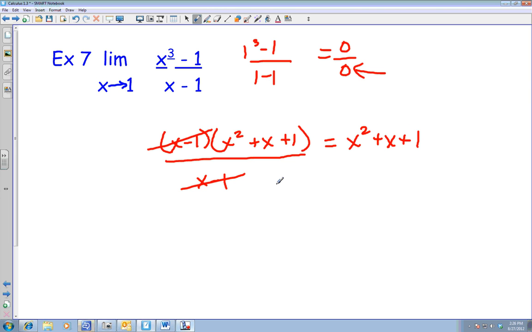Now, after we factor, we always go back and use direct substitution. When I plug 1 in, 1 squared plus 1 plus 1. So my answer is 3.